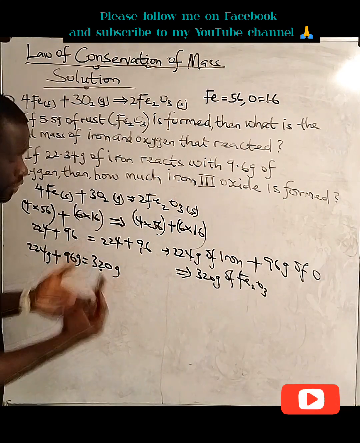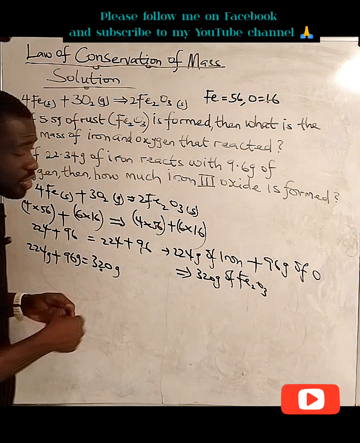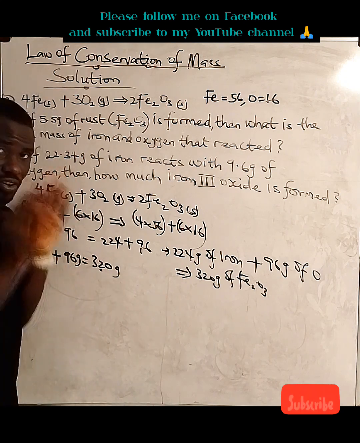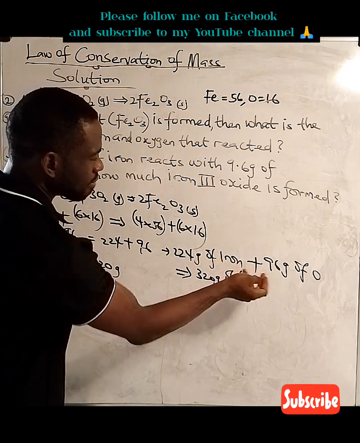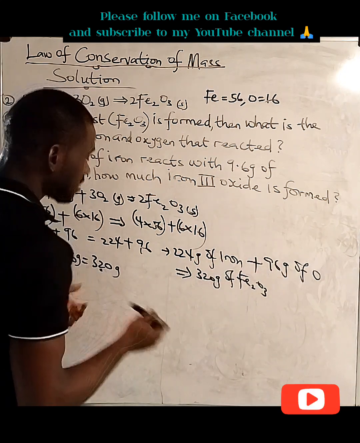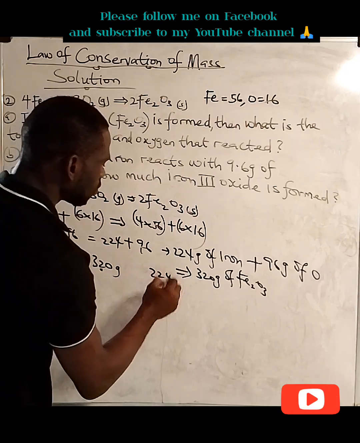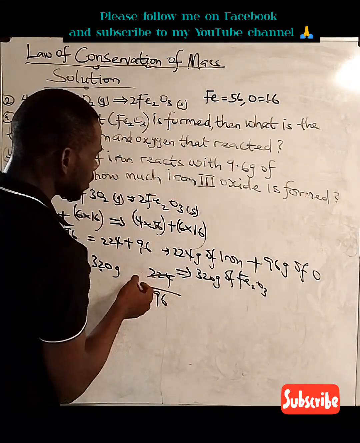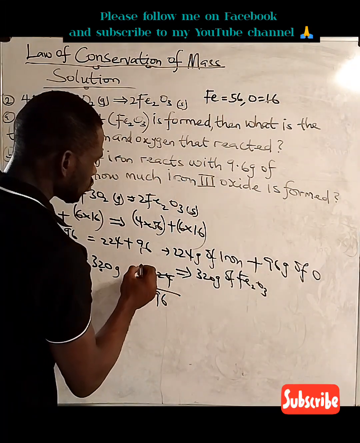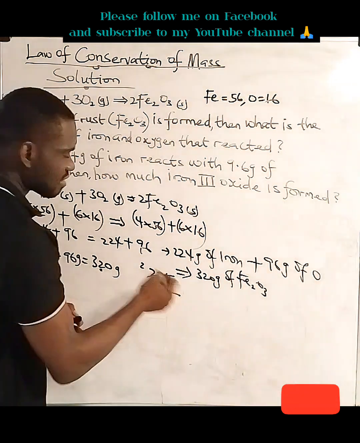So we can also get the ratio of that combination. We can do it in different ways. Mathematical understanding is very needed here. So you can get the ratio. If 224 gram of iron combines with 96 gram of oxygen, let's see the ratio. That means 224 over 96. 8 can divide the two of them. 8 into 224 is 28, and 8 into 96 is 12.